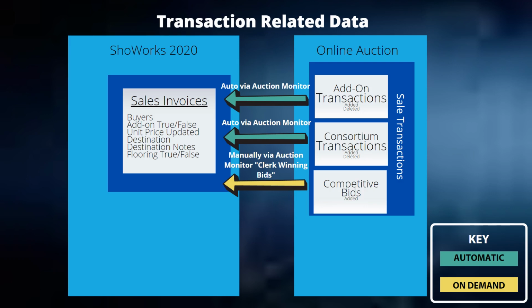Competitive bids, again, will come across at the push latest bid updates button in the Auction Monitor module. And as long as ShoWorks Agent and Auction Monitor are open, anything added or information that is updated will apply to the sale invoice, just like add-ons and consortiums. And it'll be the same deal: who won it, how much it was won for, destination notes. And then if that lot was floored, it will show if it was floored or not.